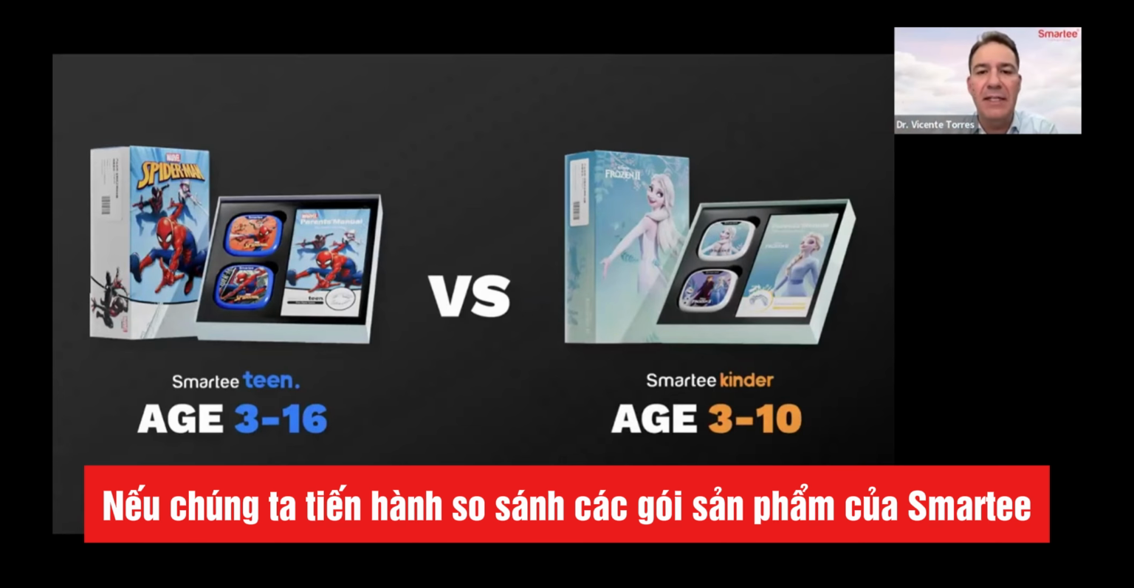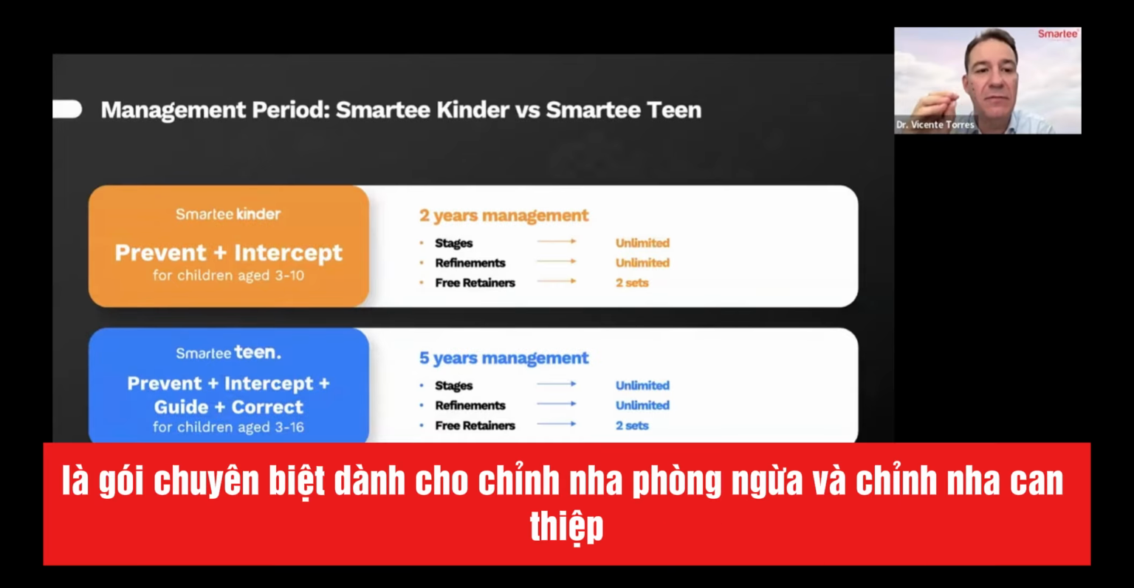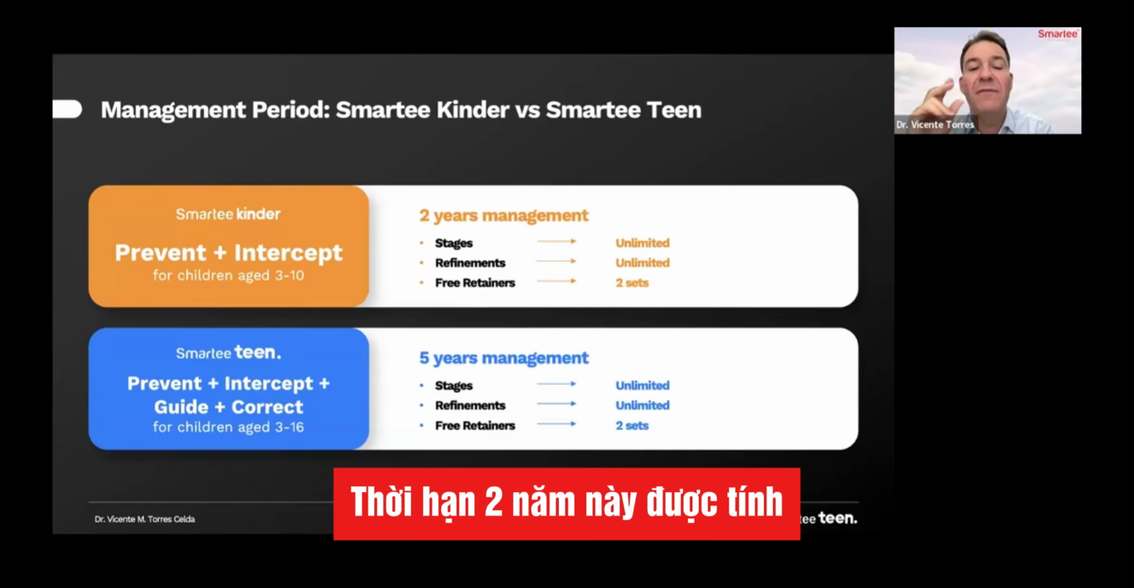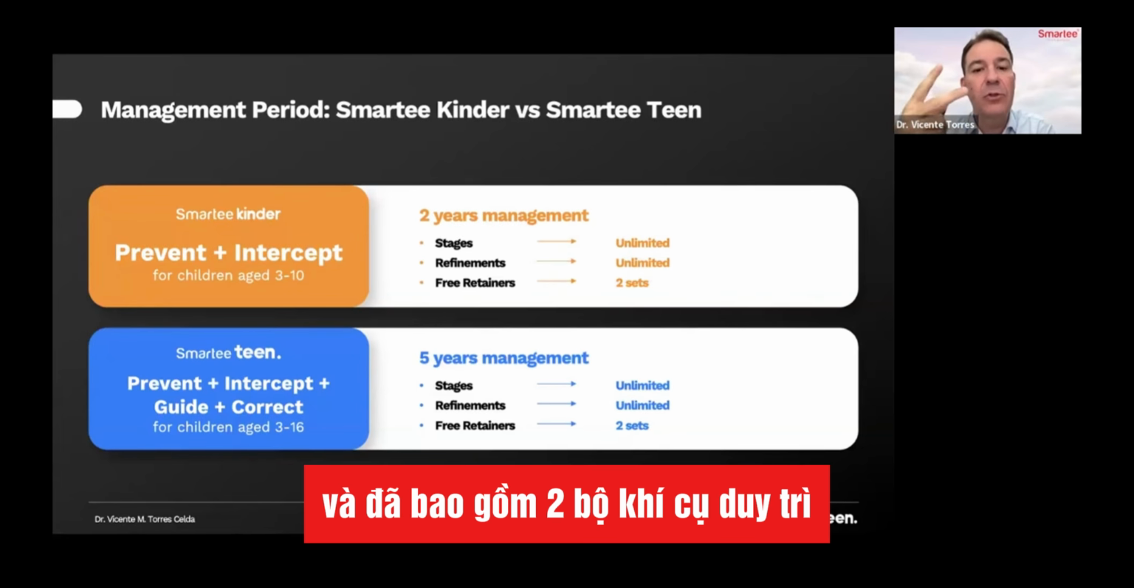If we compare the Smartee Kinder package or Teen package, of course we have two big differences. The first is that Smartee Kinder is special for preventing and intercepting problems. In that case we have 2 years of management, with unlimited aligners and unlimited refinements. 2 years is normally 2 natural years, and it also includes 2 sets of retainers.